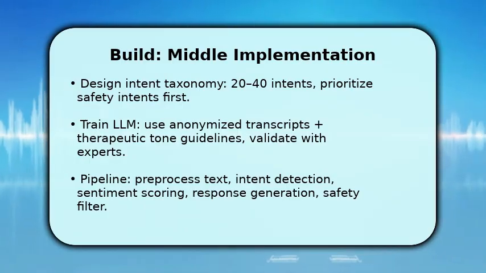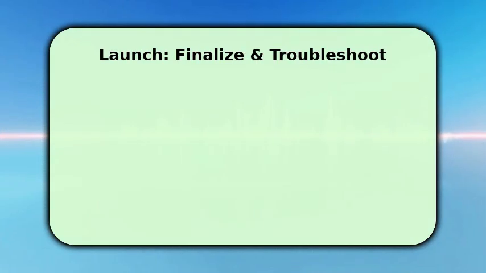You should also automate continuous testing with synthetic dialogues and clinician reviews so the model stays aligned and safe. You finish by deploying a staged rollout and monitoring key metrics, escalation frequency, user satisfaction, and false positives. Make sure to have an immediate human escalation path with explicit triggers and audit logs.